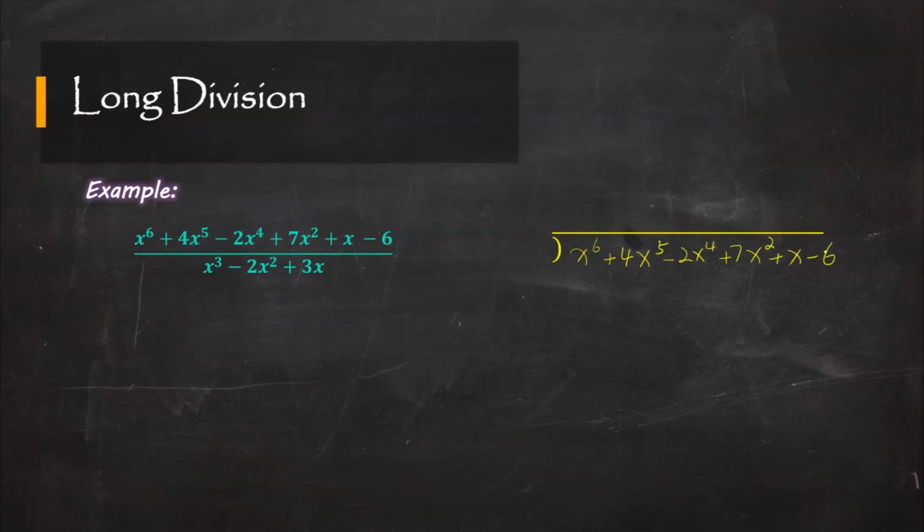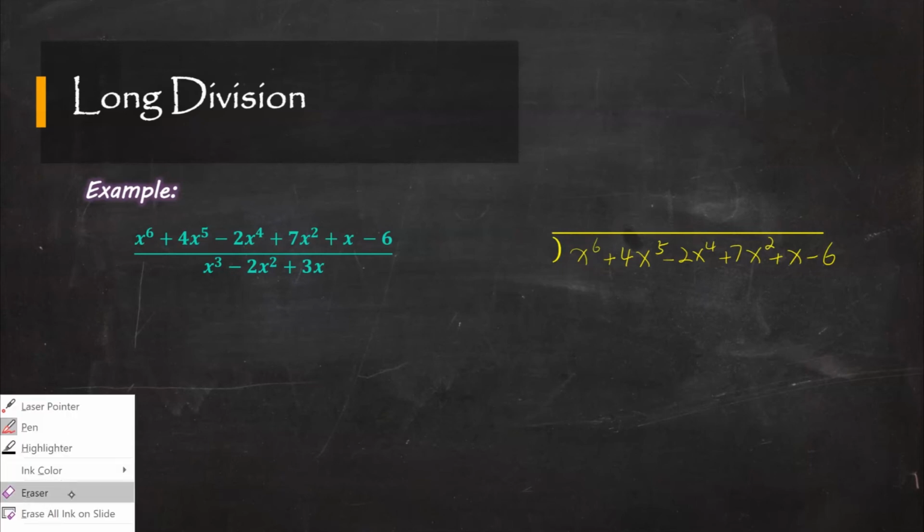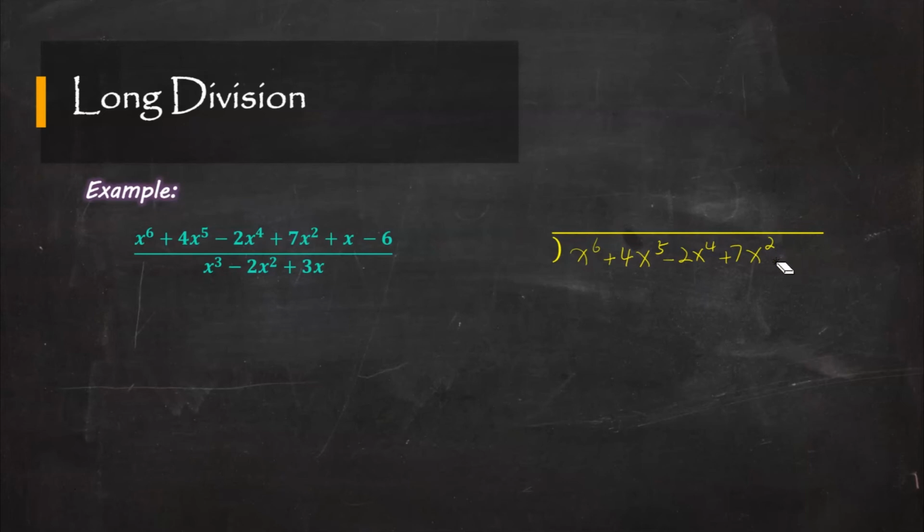minus 6. So here we will see that there's a power skipped, which is the third power, right? So it's better to keep the power of 3 with the coefficient of 0. So we have 0x cubed plus 7x squared minus 6. Okay. And here our divisor is polynomial B, x cubed minus 2x squared plus 3x.